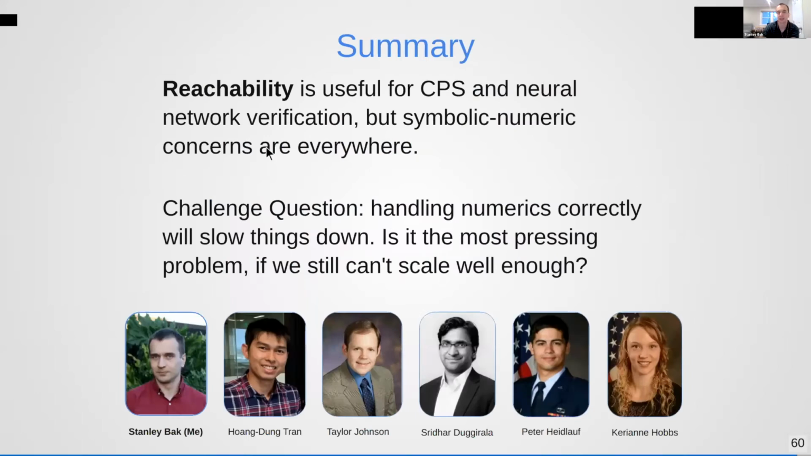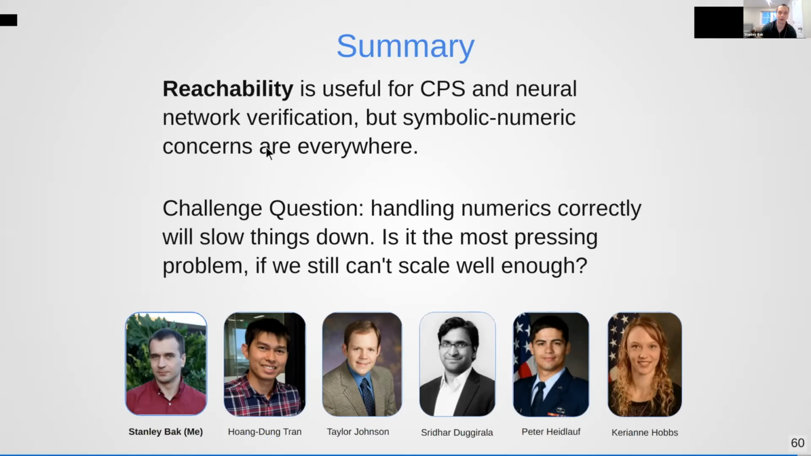And so that's essentially it, though. I wanted to mention that these flow pipe construction reachability-based methods are very useful for CPS verification, but also neural network verification. But as I got to mention in the talk too, there's numeric issues all over the place, matrix exponentials or LP solving, that come up and can erode the guarantees you would expect from formal verification methods.